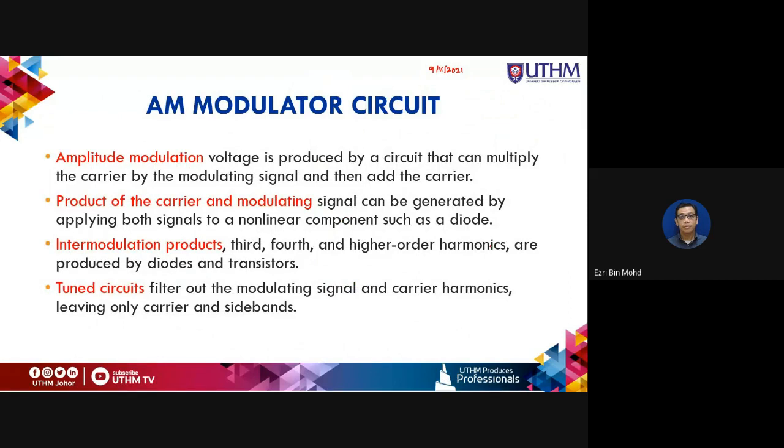AM modulator circuit: amplitude modulation voltage is produced by a circuit that can multiply the carrier by the modulating signal and then add the carrier. This is the simplest terminology of how amplitude modulation can be produced. Actually AM is produced by a circuit, the resultant of multiplication between carrier and modulating signals.